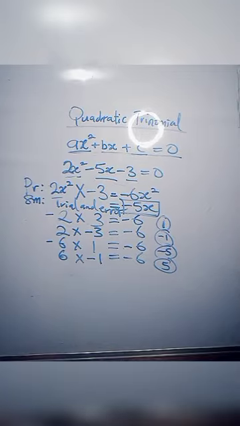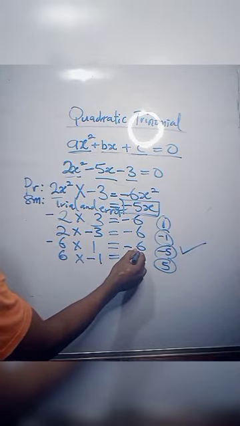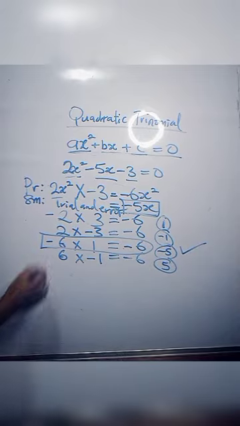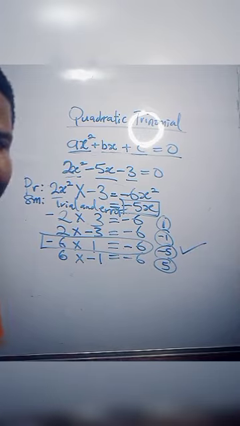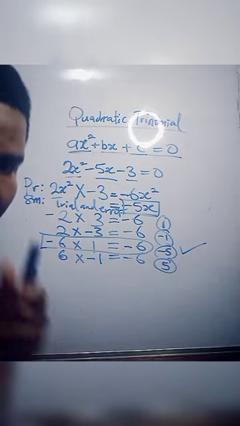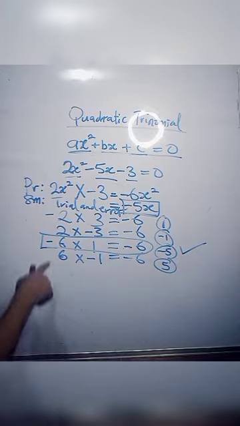So, which of them do I need? I need this one. This is the one I need here. Out of all these numbers I have outlined, I need this one. So, this is the one I'm going to use to factorize this equation. So now, these two numbers, bring them out.